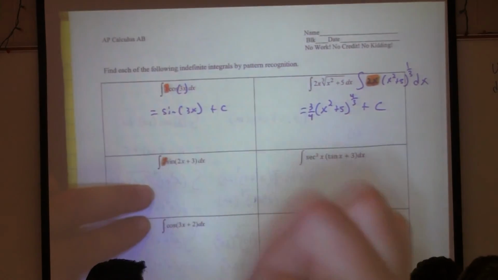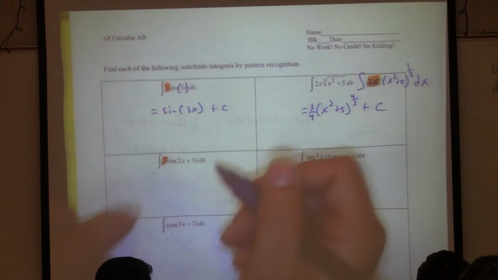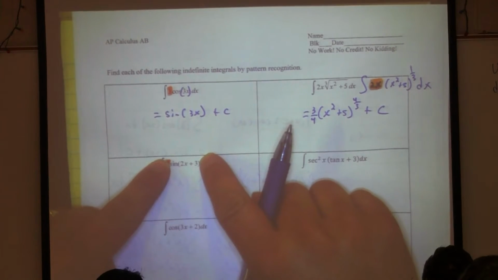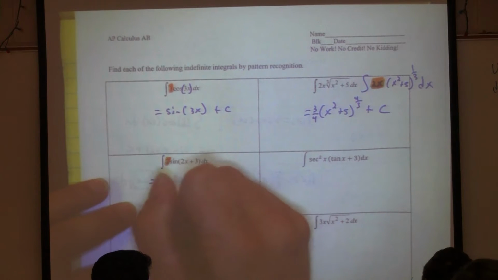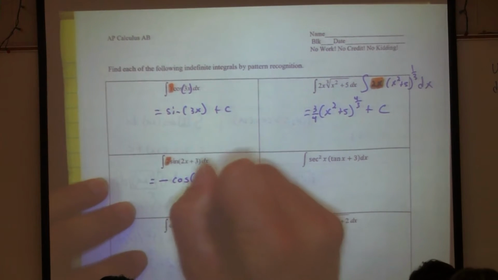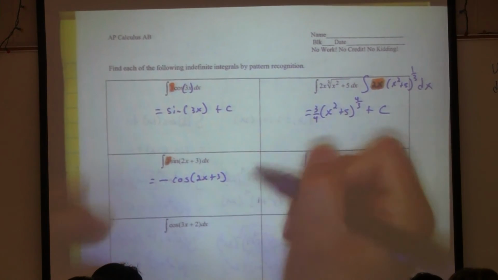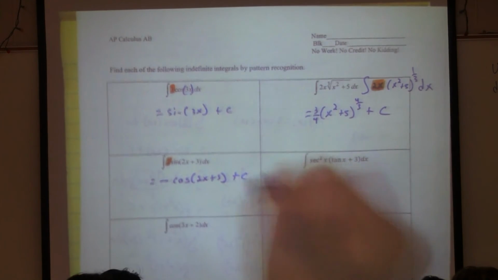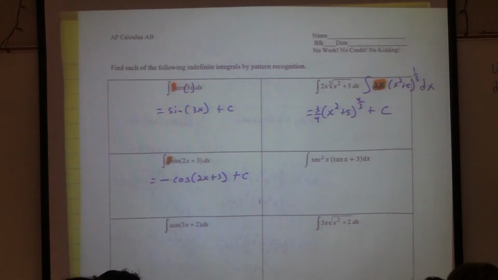Alright, so anyways, let's integrate this bad boy. So now we're just integrating sine. What's the integral of sine? Negative cosine of 2x plus 3 plus what? C. Good?